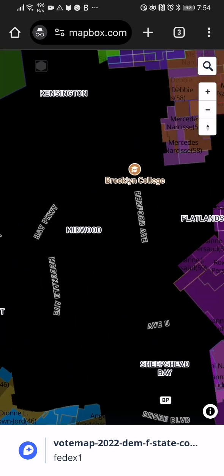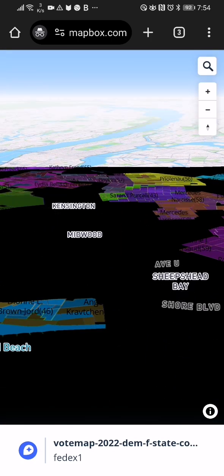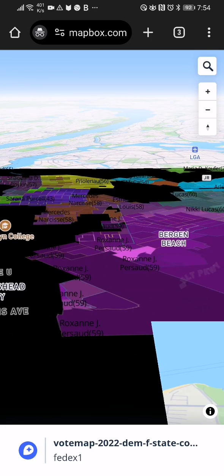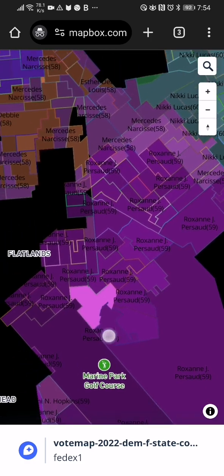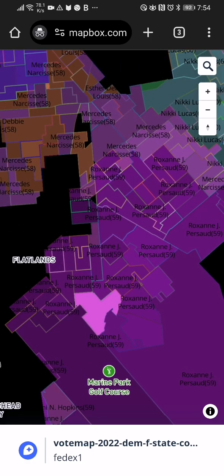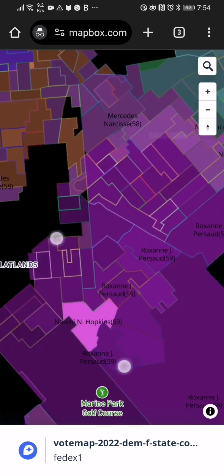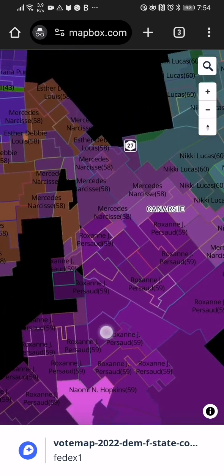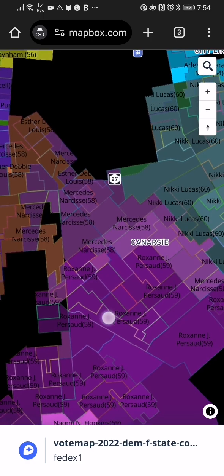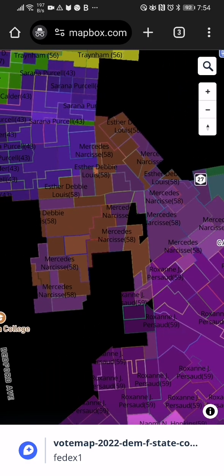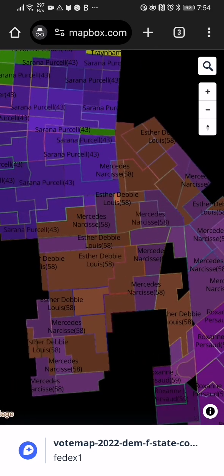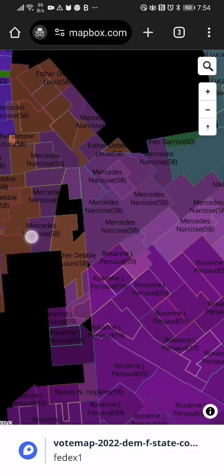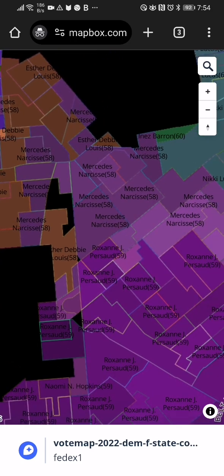All right, so you can also flip this into 3D mode, which is kind of cool. And now Bergen Beach, it's actually easier to read like this, and it looks like Roxanne won this, Persad seems to have won this Canarsie area. She's in 58. Let's see if there's anybody even running. Yes, there was someone. You see how it's neighborhood based. This Esther Debbie Lewis ran also, and she must live in this section in Canarsie, Roxanne.